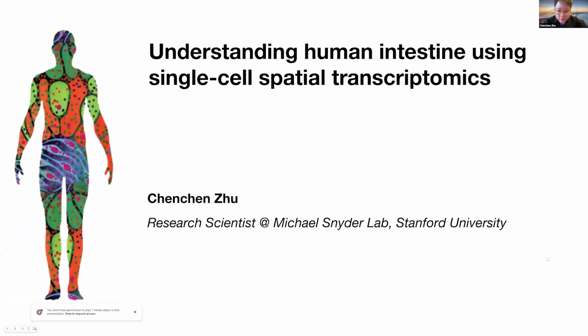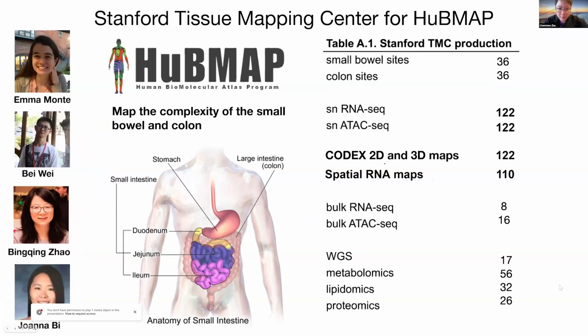My name is Chenchen. I'm a scientist in Mike Snyder's lab here at Stanford. So we are doing quite a bit of tissue mapping for the human intestine using different spatial assays. Next slide, please. We are also part of HuBMAP, and our job is to map the complexity of the small and the large intestine. So we do this mapping for 8 sites across the human intestine, and we have an array of different omics methods. This includes methods at the bulk level, but in recent years, we have been transitioning to single cell and also spatial technologies. And on the left, you see the team for our TMC.